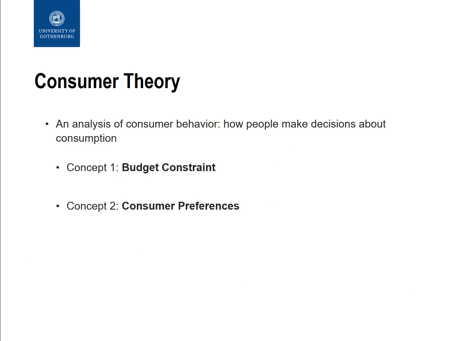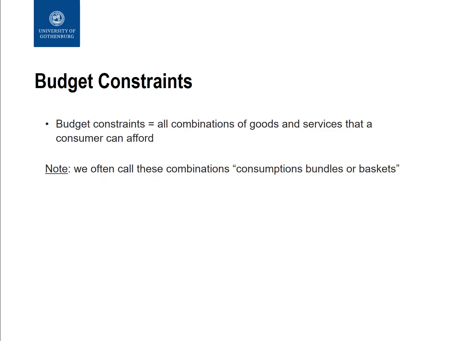As I already mentioned, consumer theory aims at examining consumer behavior. In order to understand how consumers make decisions, we rely on two major concepts: the budget constraints, that we will explain in this podcast, and consumer preferences, which will be explained in the following podcasts. The budget constraint consists of all combinations of goods and services that a consumer can afford. Note that we will call indifferently these combinations consumption bundles or consumption baskets throughout the podcasts.